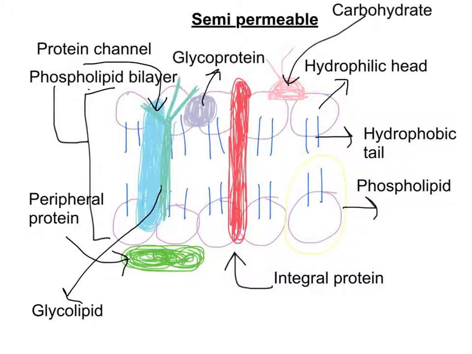Carbohydrates or sugars are sometimes found attached to proteins or lipids on the outside of a cell membrane. They are found only on the extracellular side of the cell membrane. Together, these carbohydrates form the glycocalyx.